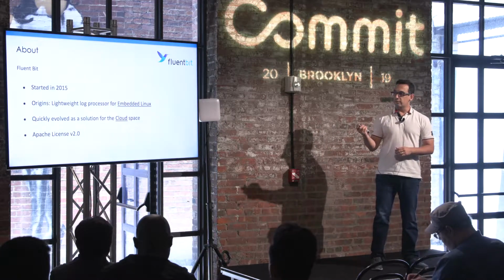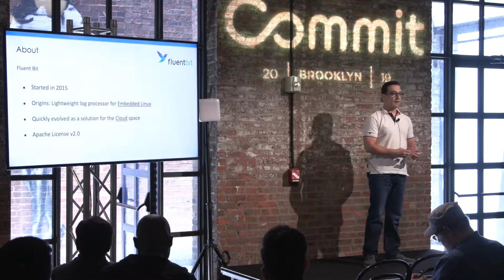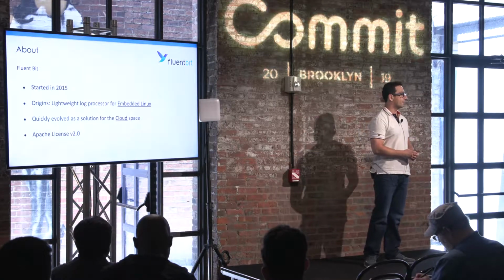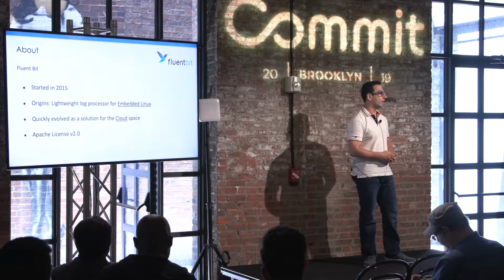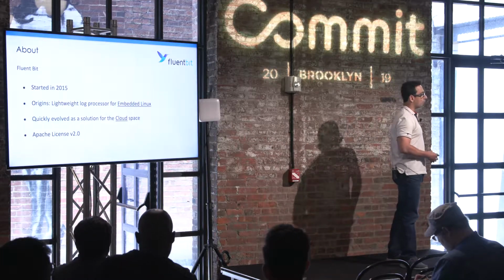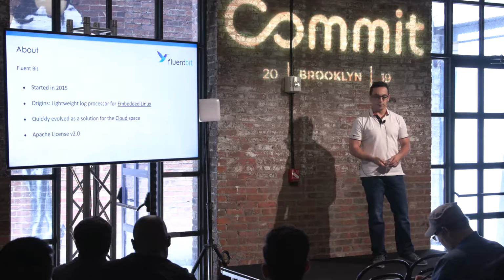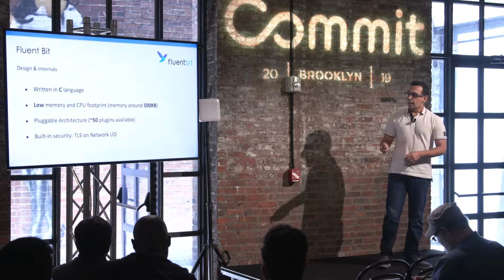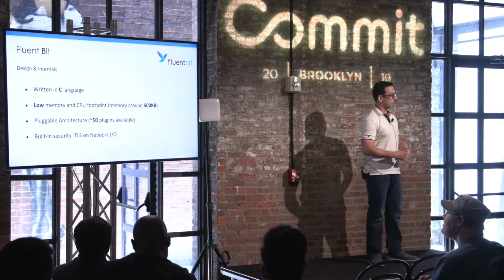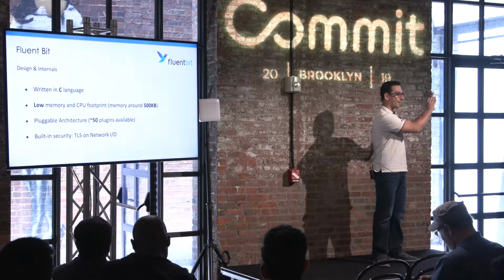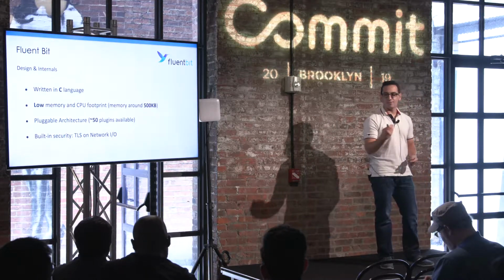Fluent Bit was started in 2015, originally for embedded Linux, but a few years after that, most of the people from the cloud space started to use the project to solve all their logging collection needs because of its low memory footprint, low CPU footprint, and the capabilities we have for security and so on. It's written in C. Yes, it's not written in Go, it's not written in Rust. We can talk about that later outside. That is a common question. Yeah, why not Rust? Why not Golang?